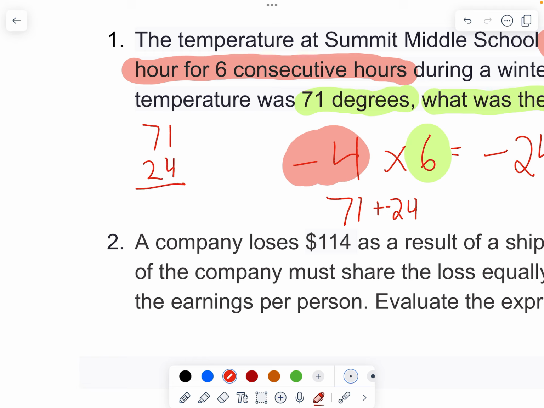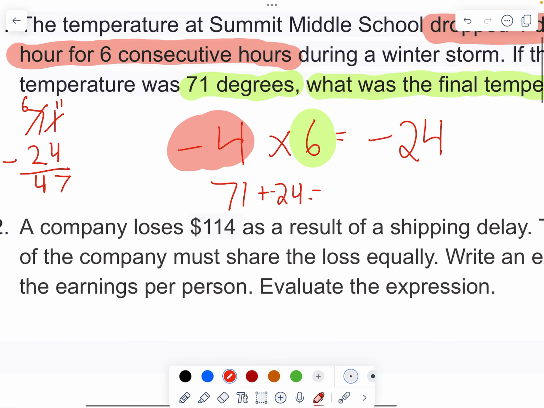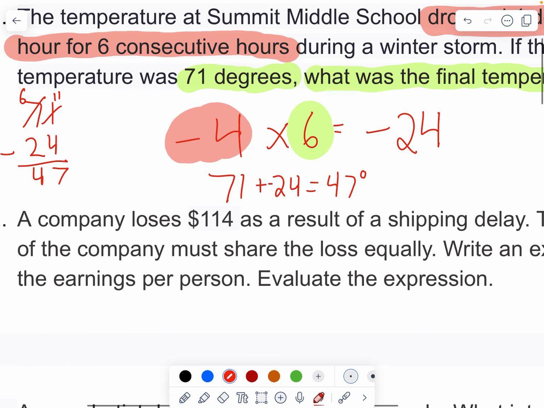24 and 71. We're going to take from the 8, make that, take from the 7, make it a 6. We got not a 16, goodness gracious, we'll have 11 here. 11 minus 4 is 7, 6 minus 2 is 4. So this is going to be 47 degrees. 47 degrees, don't forget your label.